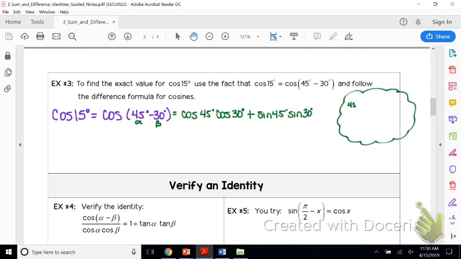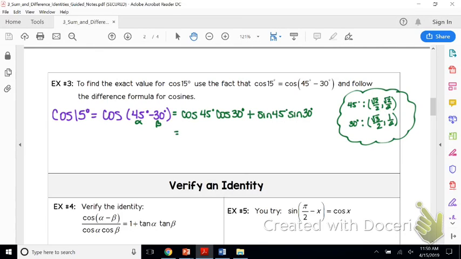So 45 degrees has an ordered pair of what? Square root of 2 over 2, square root of 2 over 2. Good. And 30 degrees has an ordered pair of? Square root of 3 over 2, 1/2. There you go. Good. And remember, cosine is which variable? X or Y? X. And sine is? Y. So if I see cosine, I'm going to put the X value. If I see sine, I'm going to put the Y value.